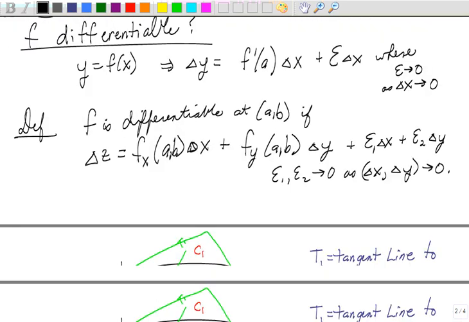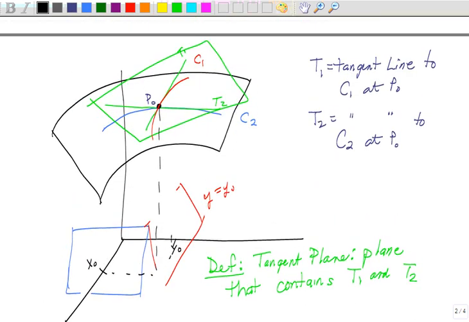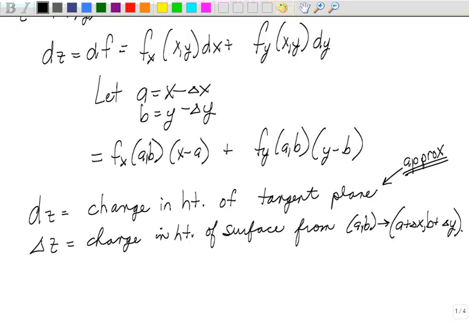So let me go back and find where I was. That's the approximate, and this is the actual change near the point (a, b). Okay, look at the sample homework problems to see some examples done for you.